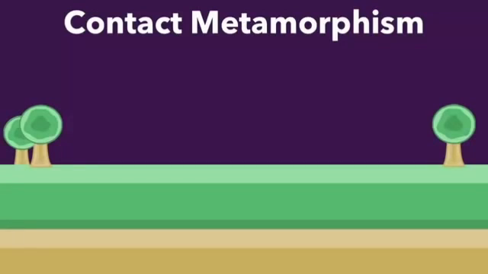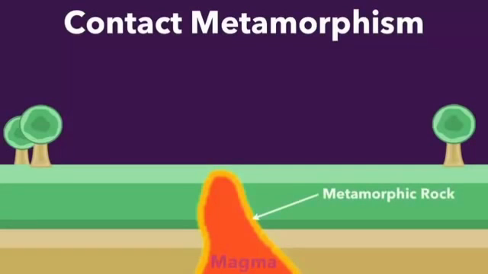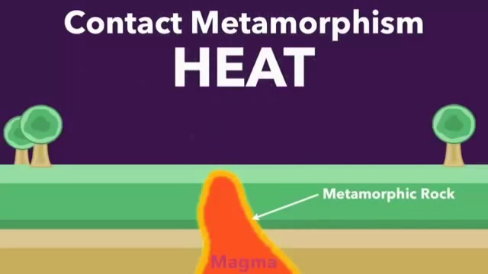So imagine that one day an intrusion of magma forces its way up through these layers of rock. Now, all of the existing rock is going to be burned by the heat of the magma. So all along the edge of this magma, shown here in orange, you're going to have rocks that have been burned by the heat of the magma. That burning causes them to change, or metamorphosize, into something new. So anywhere you see the orange, you're going to have some metamorphic rock. This is caused primarily by heat.